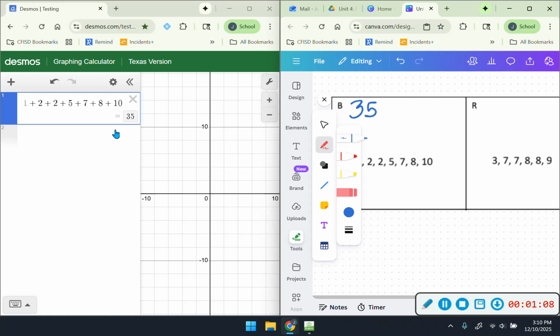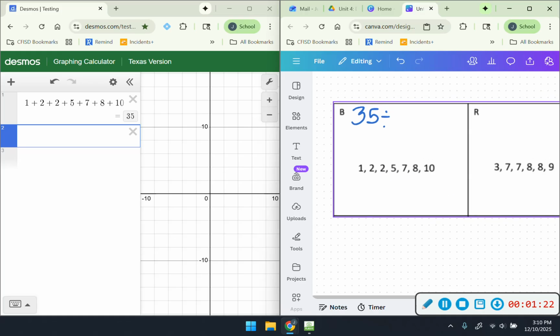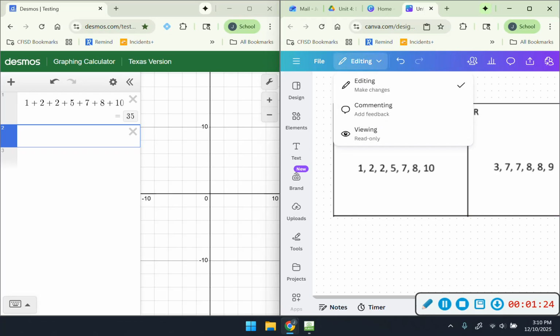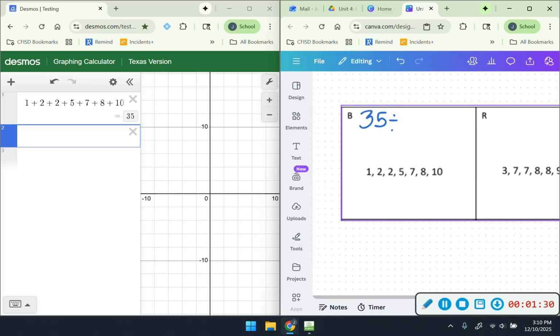So I'm going to take 35 and I'm going to divide by the set of numbers that I have. So when I look at this, I have 1, 2, 3, 4, 5, 6, 7 numbers. So I'm dividing by the total numbers I have, which is 7.